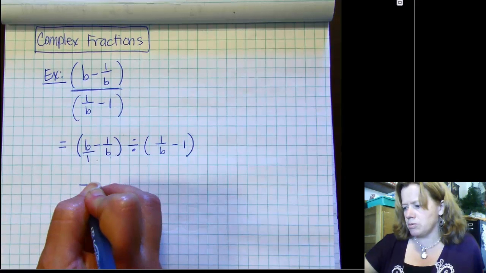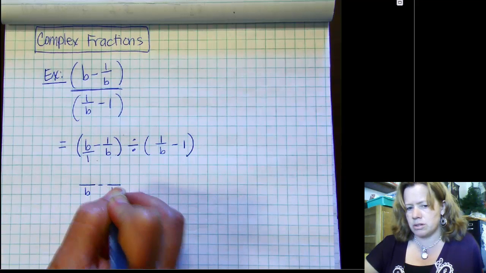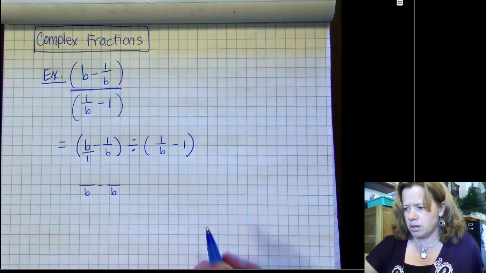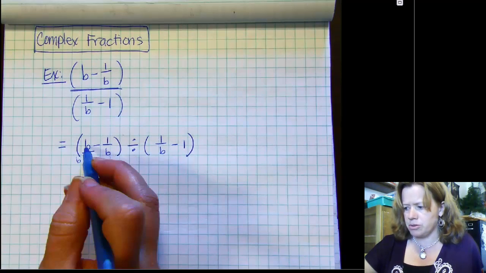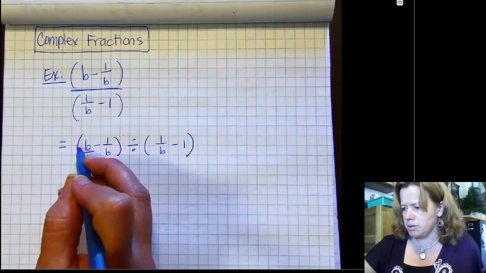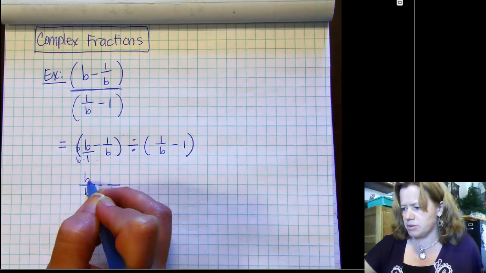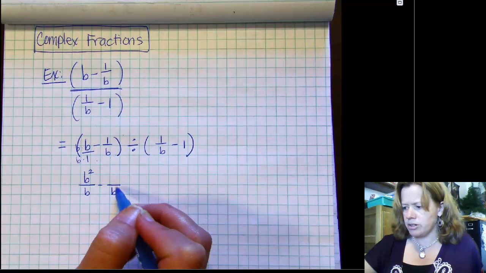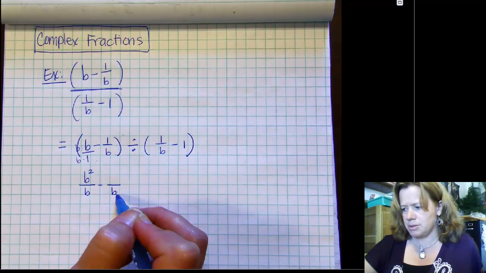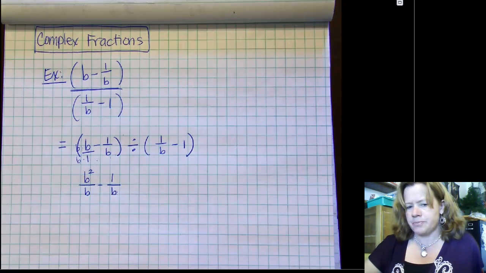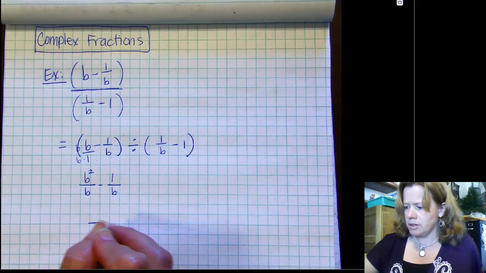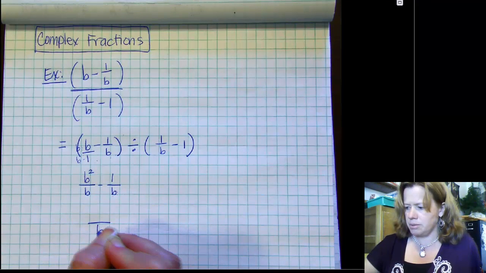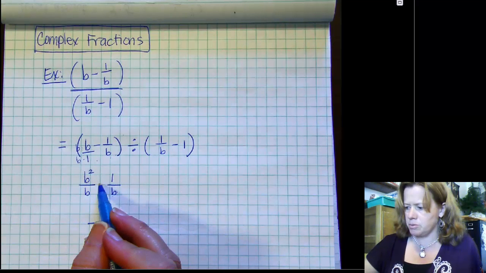So I'm going to rewrite each fraction with its common denominator of b. This fraction needs a b to become b. What I do to the bottom of a fraction, I need to do to the top. b times b is b squared. This fraction is all set. It already has the denominator it needs, so I'm just going to leave it alone. Now that I have a common denominator, I keep it, and I combine my tops. b squared minus 1.